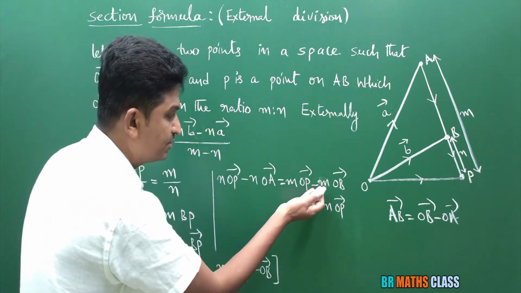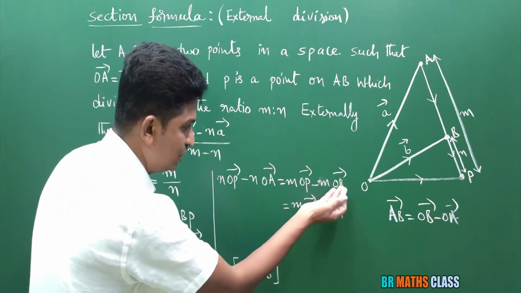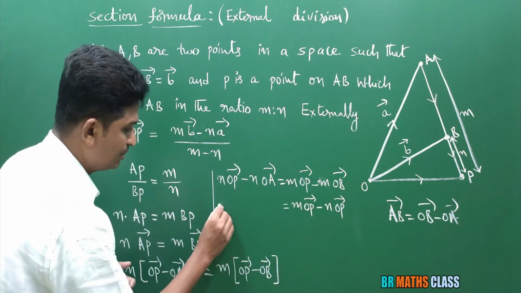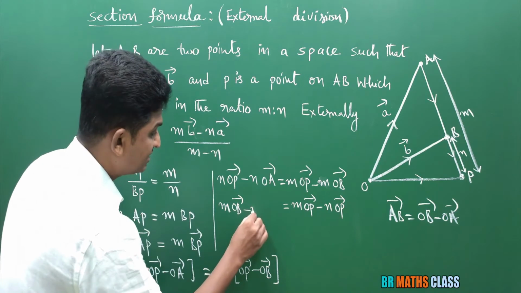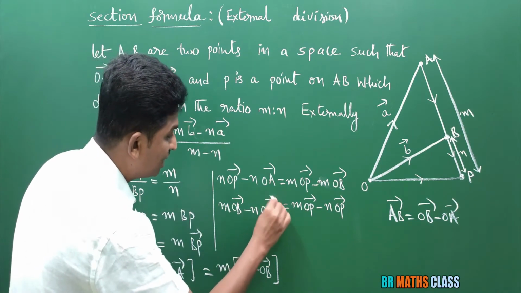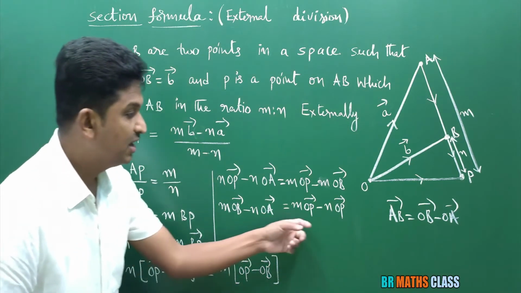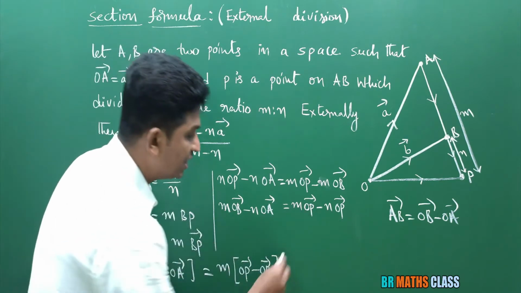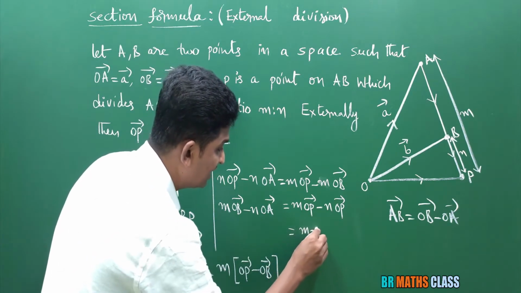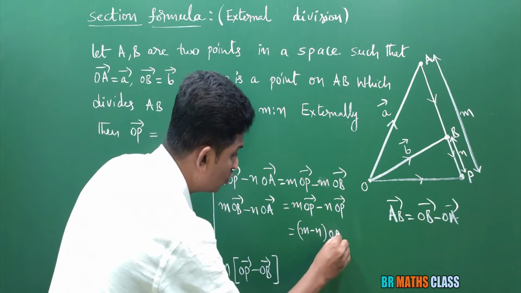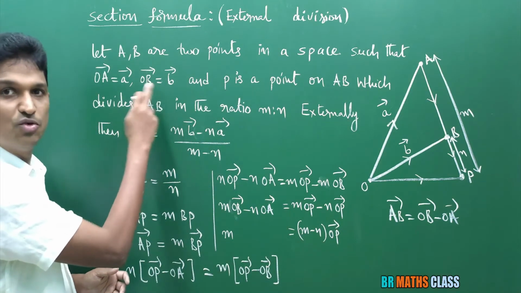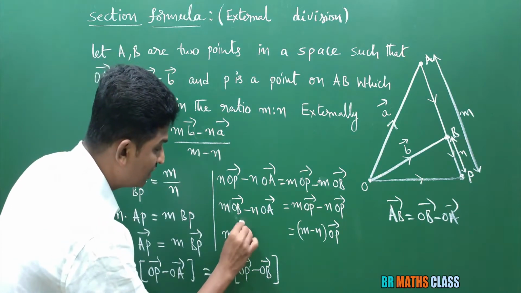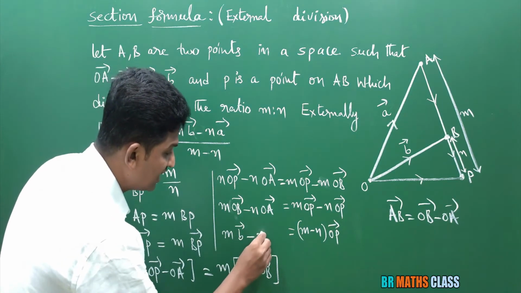Okay, now here you observe this minus M into OB bar is there. Now you take it to the left hand side. This minus will become plus M into OB bar minus N into OA bar. As I am trying for OP bar, you take OP bar common here. What you will get? You will get that M minus N into OP bar. This side, what is OB bar? In the beginning only we consider OB bar as B bar. So in place of OB bar, I can write B bar minus N into OA bar.